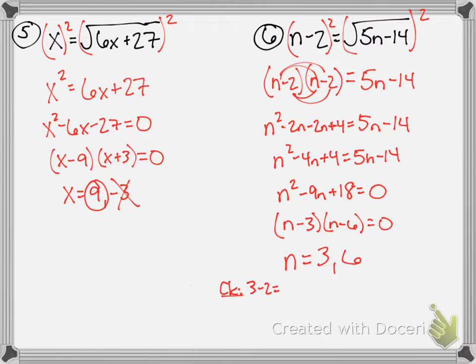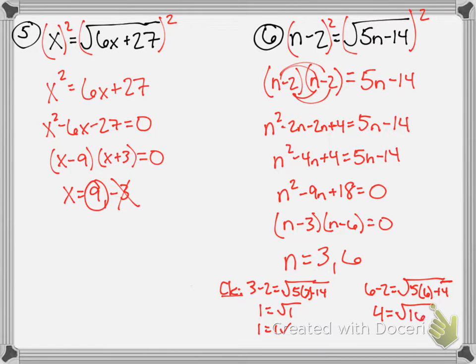So 3 minus 2 equals the square root of 5 times 3 minus 14. 3 minus 2 is 1, equals the square root of, that ends up being 1 underneath. 1 equals 1, that's good. Now I'll do the same thing with 6. Plug that in. So on the left side I get 4. Underneath the radical, I'll get 16. Square root of 16 comes out to 4. 4 equals 4. That's good to go. That means both of these answers are good, and both will work in this problem.